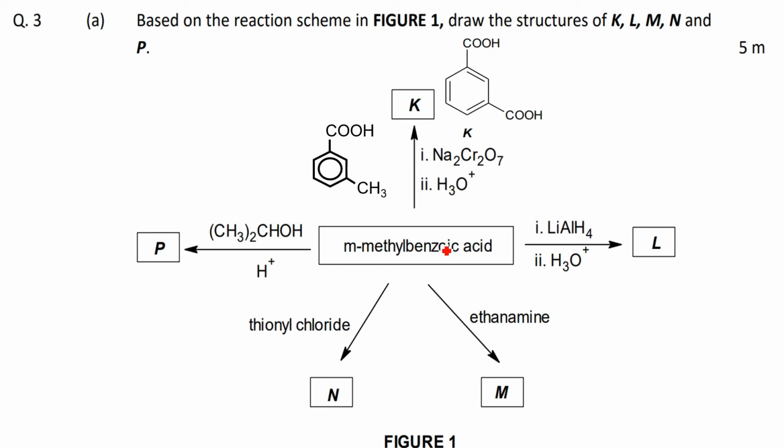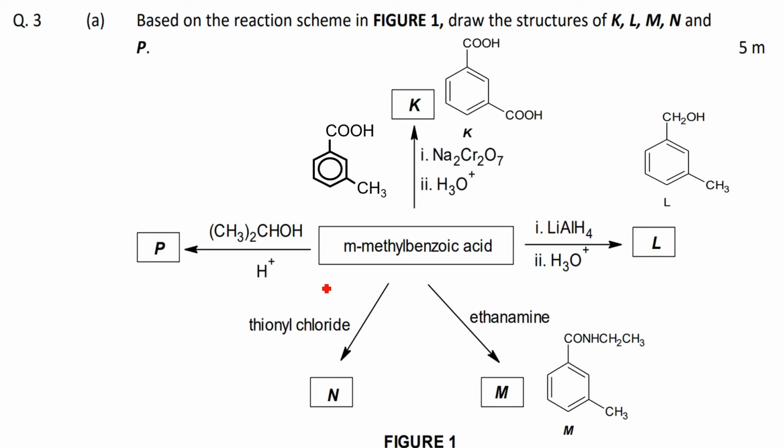In the reduction of m-methyl benzoic acid, the carboxyl group will undergo reduction to form a primary alcohol. Therefore, the structure of L is this. m-methyl benzoic acid reacts with ethanamine. It will form a secondary amide. So the carboxyl group will react with the amino group to form an amide group.